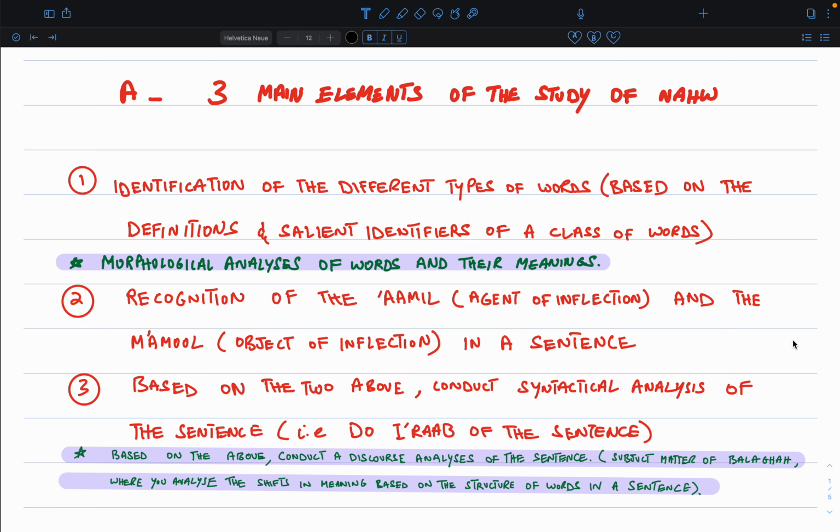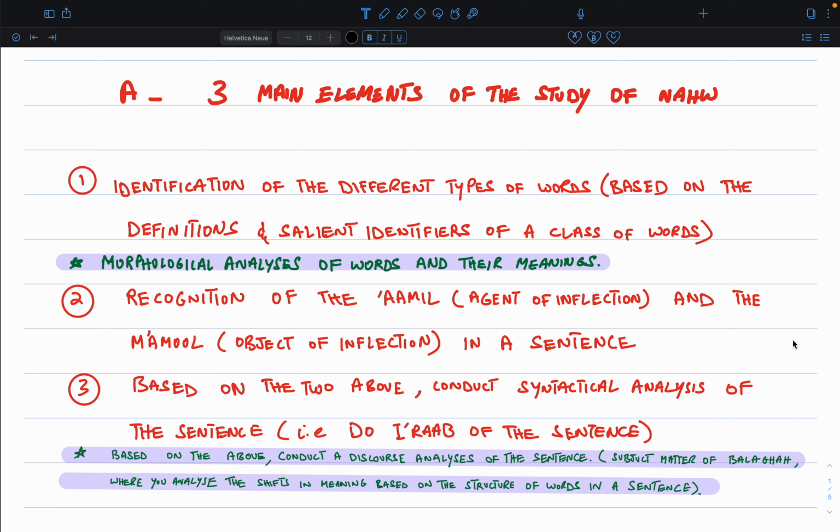And once you're done with i'rab of a sentence, which is number three, that's the last stage, that's the limitation of Nahw. That's how far Nahw goes. After this, you move on to the balaghi side of the discussion in an Arabic sentence. Based on the above, you conduct a discourse analysis of the sentence.